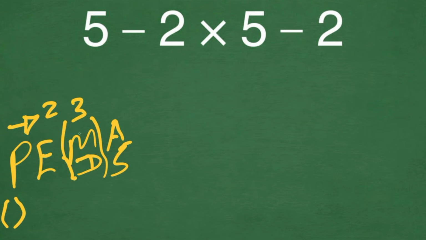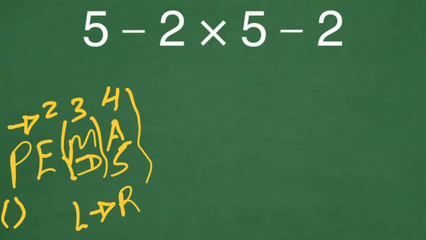Multiplication and division have equal priority. We have to solve them left to right, and then finally we are allowed to move to addition or subtraction. So if we solve subtraction before multiplication, that is wrong, right? Because multiplication should be solved before subtraction or before addition.